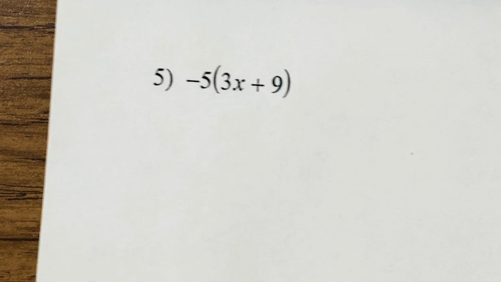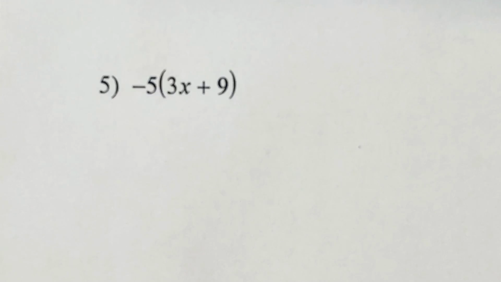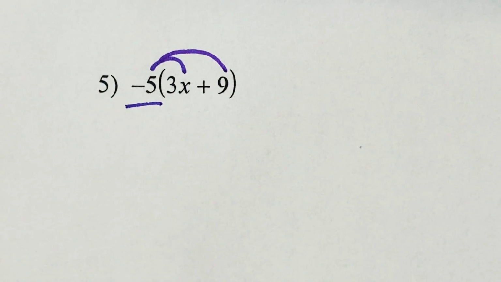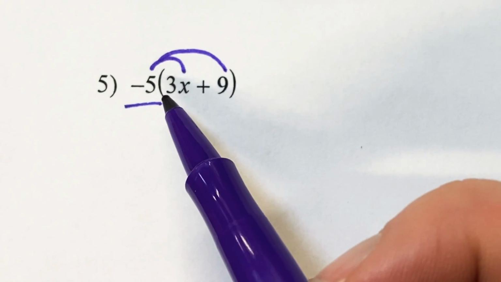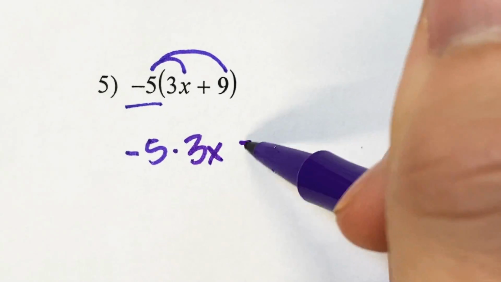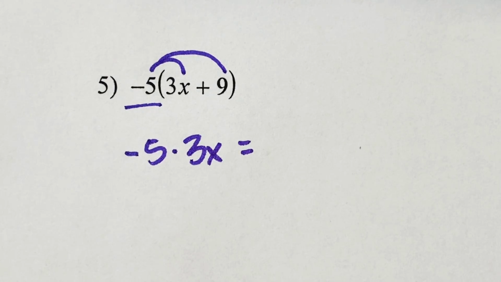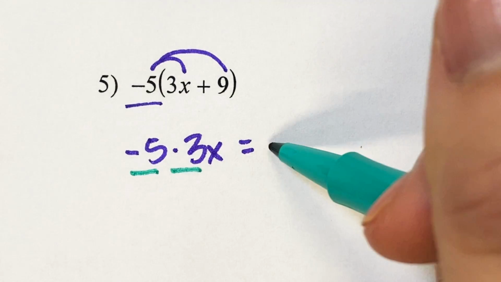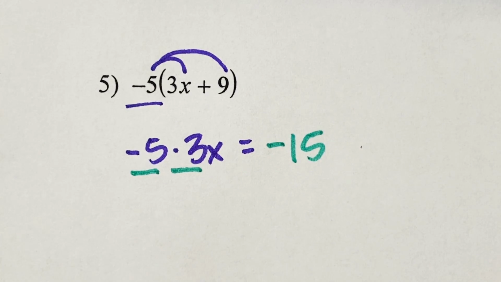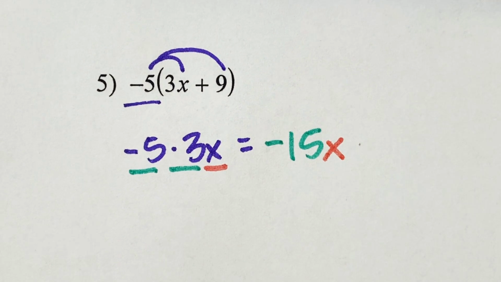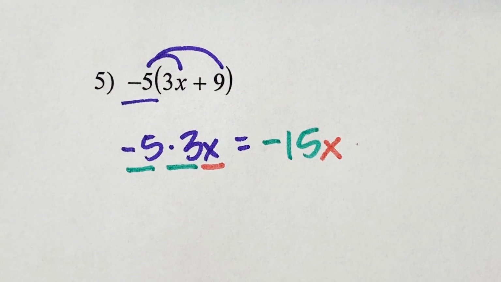Okay, number 5. Find your parentheses. What is the number right in front of the parentheses? Negative 5. So negative 5 needs to distribute to both things inside. The first thing it needs to distribute to is the 3x. So we take negative 5 times 3x. Okay, let's take negative 5 times 3 first. Negative 5 times 3 is going to give me negative 15. Okay, and how many x's were being multiplied? 1x, so negative 15x.